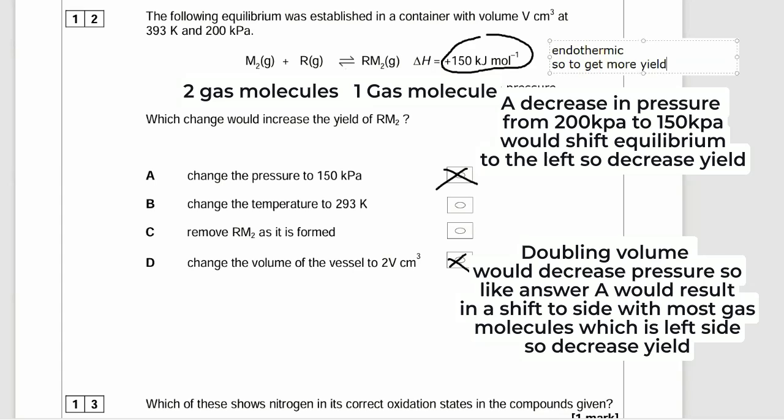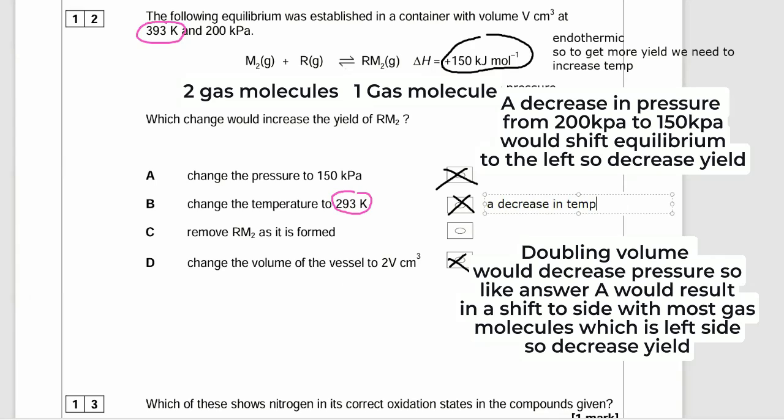Doubling the volume, which is this bottom one here, would decrease the pressure as well. So would again shift it to the left where there's more gas molecules. Then we got to look at change the temperature to 293. Well, that's a decrease in temperature from 393 to 293. It's endothermic. So if we decrease the temperature, it's going to go to the exothermic side. So that won't be right either, because if we decrease the temp, Le Chatelier says it is going to try and do the opposite and increase the temp. So it's going to go to the exothermic side, which is the left-hand side, not the yield side.